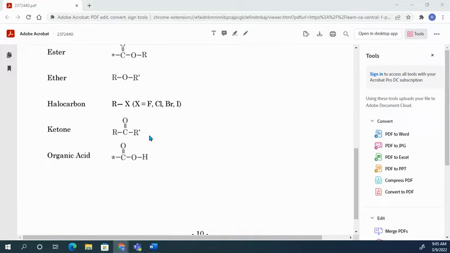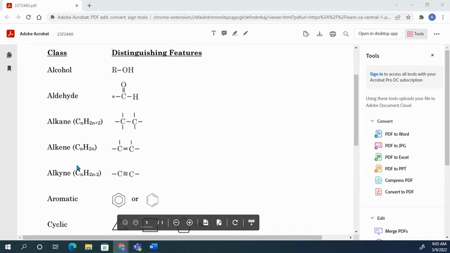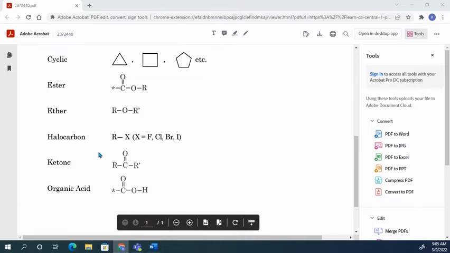In aldehyde, it is C double bond OH. In ketones, you will just find C double bond O, and then there's a carbon group on both sides. Organic acid is C double bond O, OH, and on the left side, it could be a hydrogen or carbon. So let's compare organic acid and aldehydes. So aldehyde is C double bond OH, and the only difference between aldehyde and organic acid is that organic acid is C double bond O, OH, so it has an extra O.